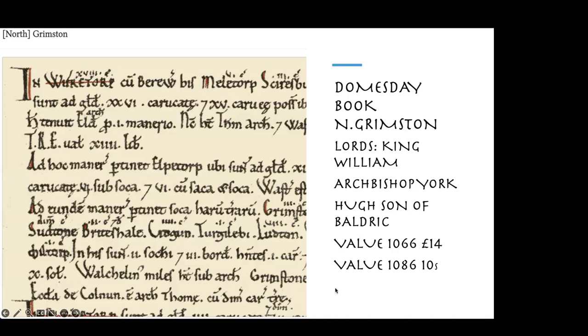Now, its value in 1066, I'm going to have to try and remove a few people because I can't read all this. Okay, so how do I get rid of you? Okay, no.